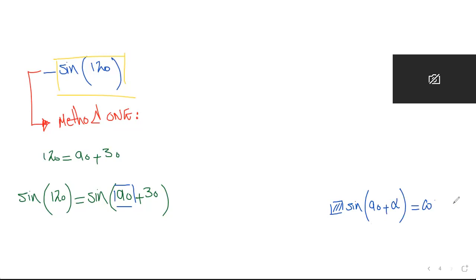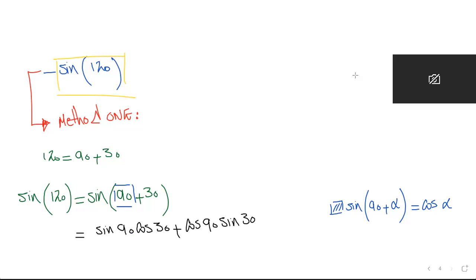That's what we call cofunctions. Now, you said that you can't always remember that one. I'm just going to use the identities that we have for the sum of two angles. Then we say, okay, no worries. Sine of 90 plus 30 is sine of 90 cosine of 30 plus cosine of 90 sine of 30.